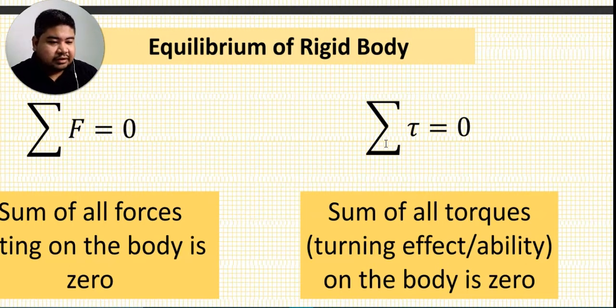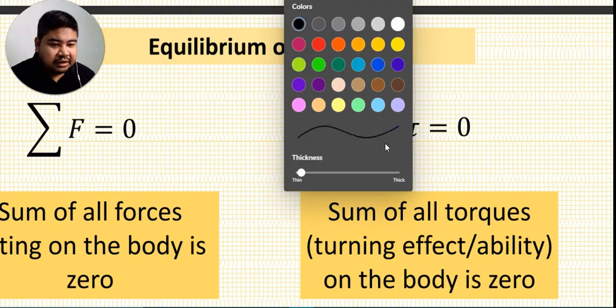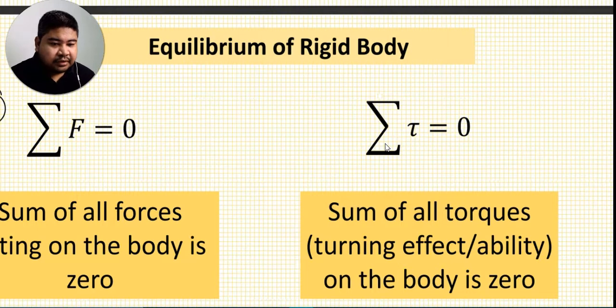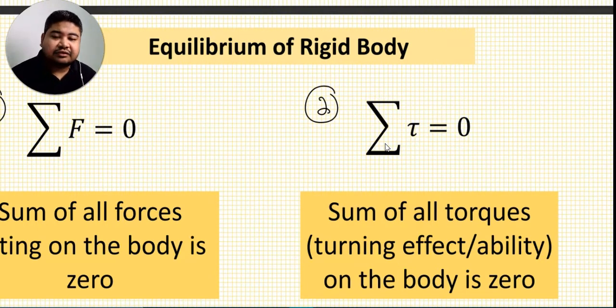So the second condition that the system needs to satisfy is that not only the force, this is the first condition, the second condition is that the turning effect of the force has to add up to 0. So there are two conditions for a rigid body to be in equilibrium. The sum of the force is 0 and the sum of all the torque is 0.